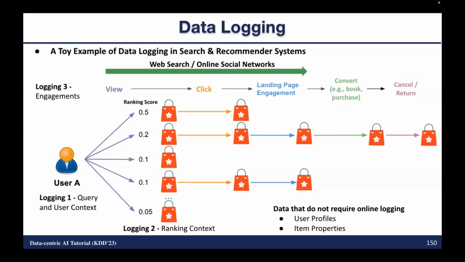And just to come back to our discussion about the different categories of search recommender systems here, usually for web search and online social networks, we go from view to click, and most of the time go to the landing page engagement. That's pretty much what we want to optimize. And for ads and online e-commerce, we need to go a bit further: how to convert and how to reduce the cancellation rate. But no matter what, they share a similar logging system.